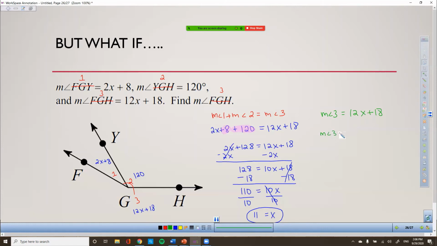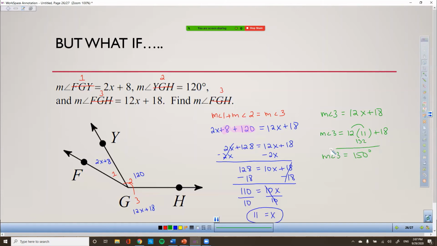So the measurement of angle 3 equals 12, and instead of the x, I'm going to put in an 11, plus 18. And there you go. So in this case, the measurement of angle 3 equals 12 times 11. That gives me 132 plus 18. That gives me a total of 150 degrees.